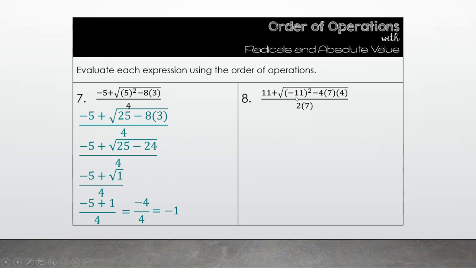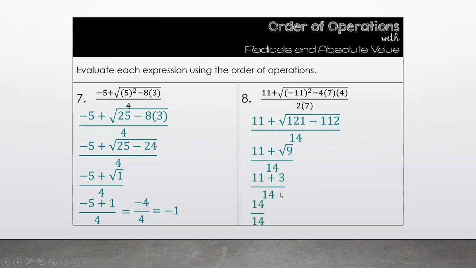Number 8, squaring -11, we get 121, and then multiplying 4 times 7 times 4 gives us 112. Next, in the denominator, we multiplied 2 times 7 to get 14. And then we have to do the subtraction that is under the radical. 121 minus 112 gives us 9. And then the square root of 9 is 3. 11 plus 3 gives us 14. 14 divided by 14 equals what?